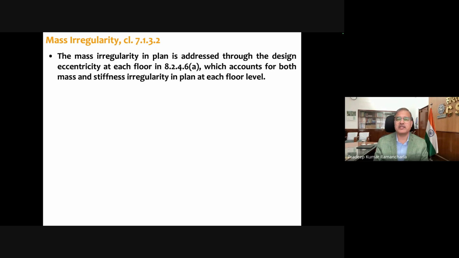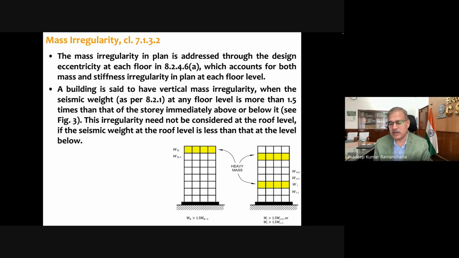Then coming to mass irregularity. How can we say that there is an irregularity of mass? If the mass of any floor is more than 1.5 times the mass above or below, then that goes to mass irregularity. When mass irregularity is there, again what the code suggests is we have to perform dynamic analysis and find out what kind of forces are acting on the structure, or acting on the lateral load resisting system, which has to be designed for.